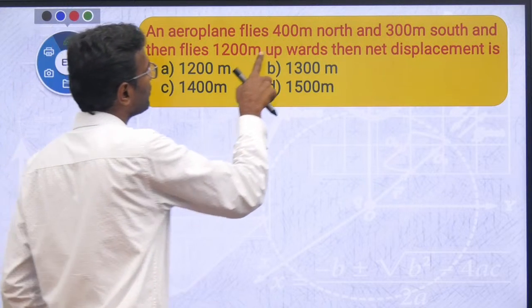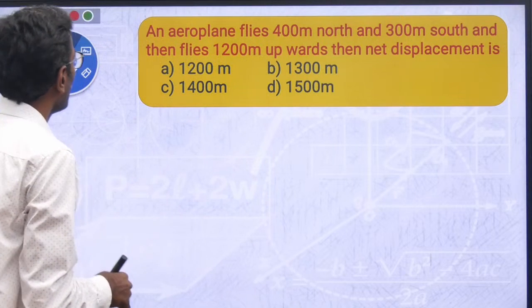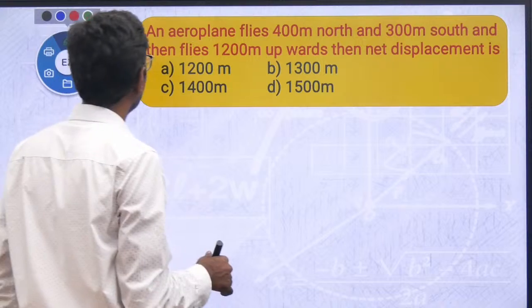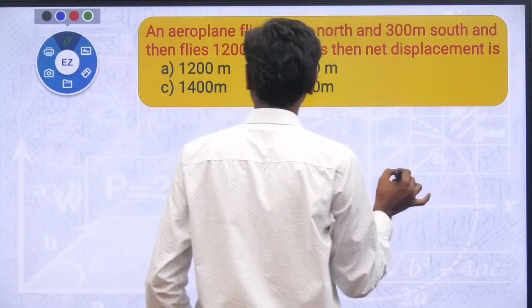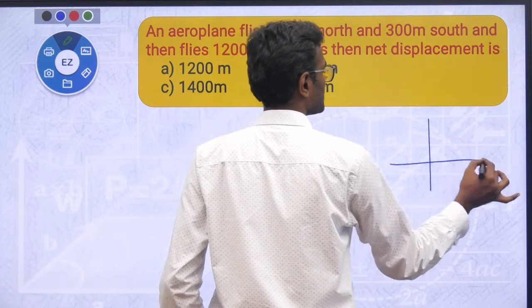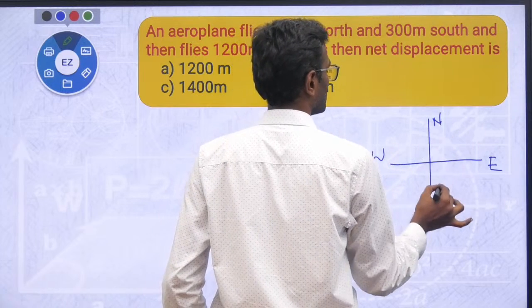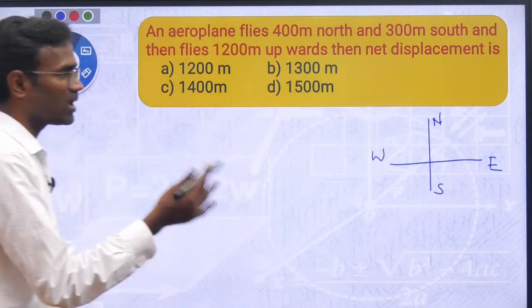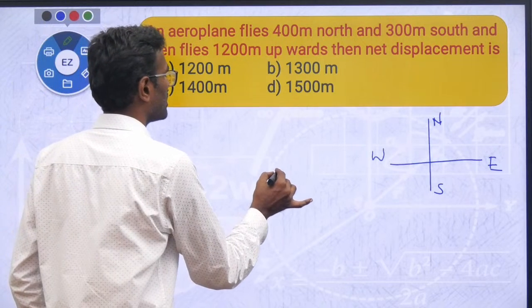An aeroplane flies 400 meters north, 300 meters south, and flies 1200 meters in the upward direction. Then what will the displacement be? So now I will take the directions: east, west, north, south. So this is the starting origin.